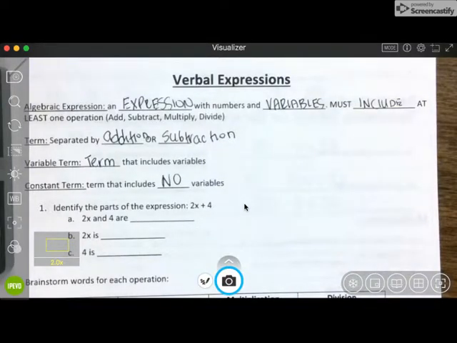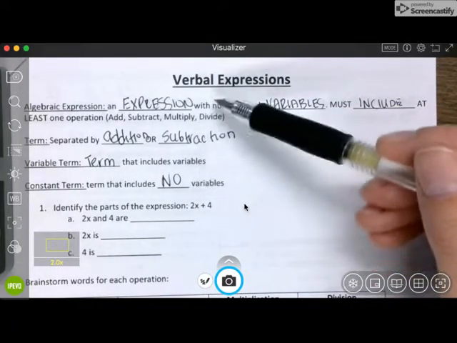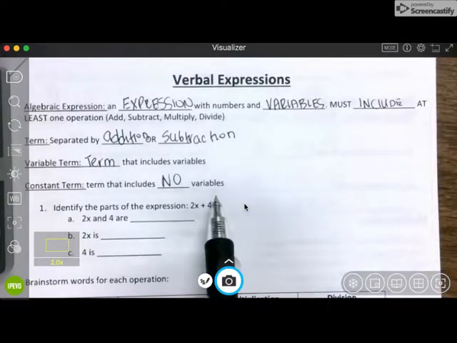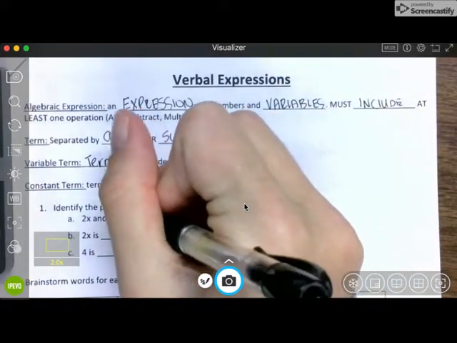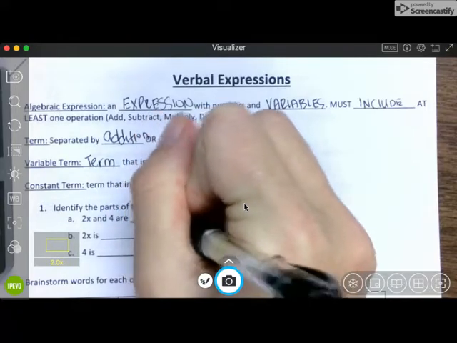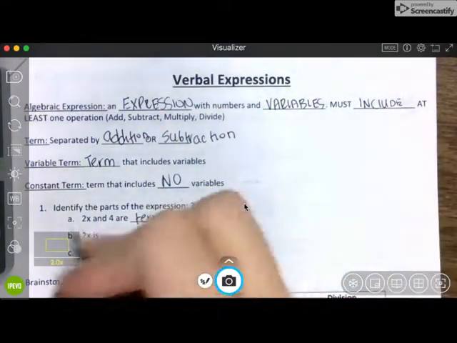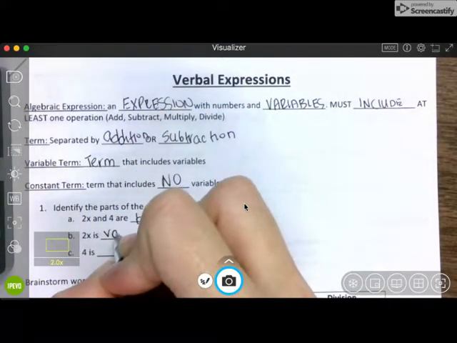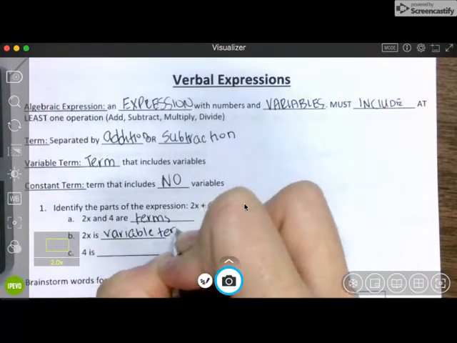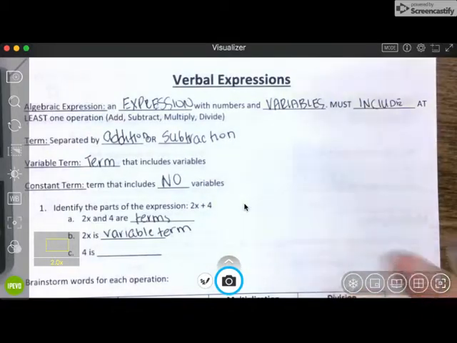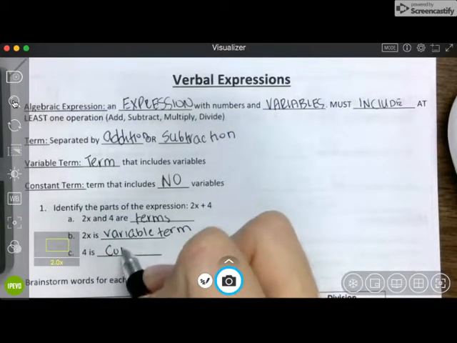Okay? So if you're looking at these words up here, this whole thing is called an expression. What would you call 2x and 4? Terms. What would you call 2x? A variable term. What do you call 4? The constant.